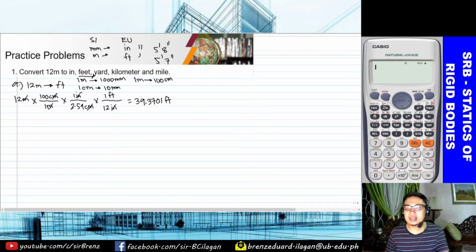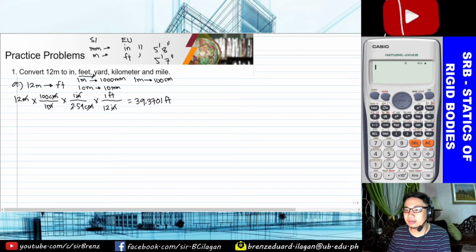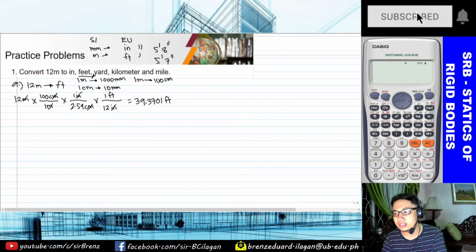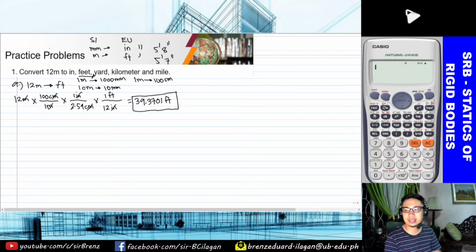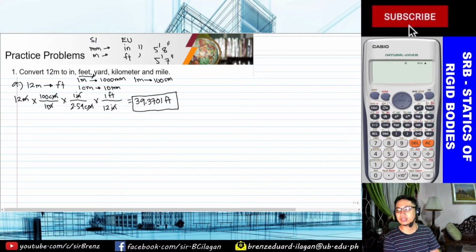So, again, we first convert to feet. The equivalent value of 12 meters to feet is 39.3701. So, guys, as much as possible, use at least 4 decimal places. It was discussed that the more decimal places you consider, the more accurate the answer.